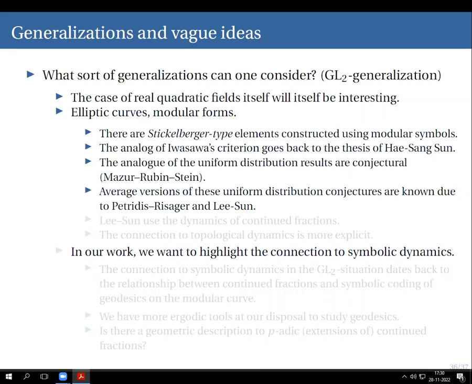Yes. But there's a very precise conjecture, and average versions of these conjectures have been proven by Petridis-Risager and Lee-Sun. So this is Jungwon Lee and Haesung Sun. I think the tagline is that Petridis-Risager used spectral methods or automorphic methods, which I don't know. This work of Lee and Sun, they just use dynamics of continued fractions. So the connection to topological dynamics is very strong. It's an Inventiones paper, and I think the tagline is modular symbols have normal distribution.